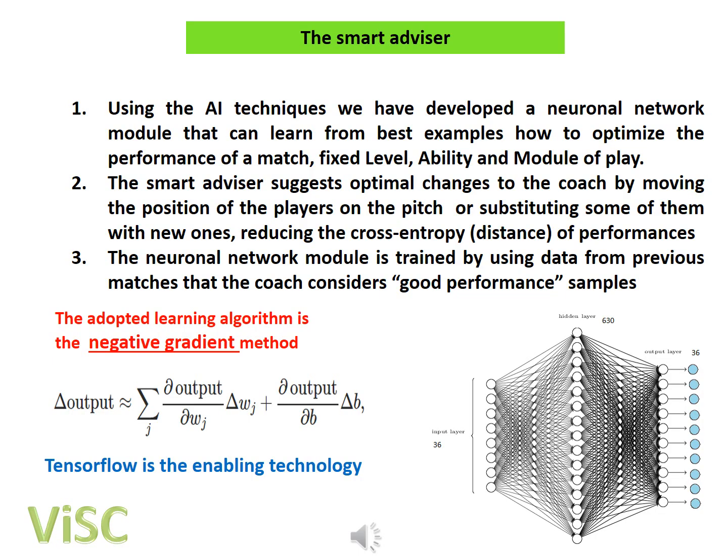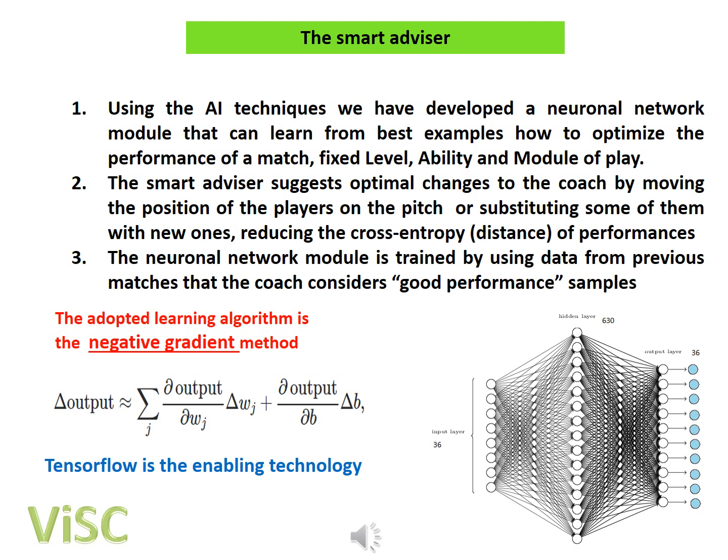This is the innovative core of the Visc application, the Smart Advisor. Using a technique of artificial intelligence, we developed a neural network module that can learn from best examples how to optimize the performance of a match, given the level of the opponent, the ability of the players, and the adopted module of play. The Smart Advisor suggests optimal changes to the coach by moving the position of the players on the pitch or substituting some of them with new ones, reducing the cross entropy of performance.